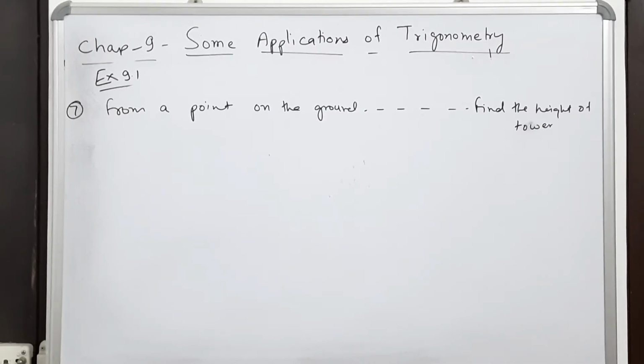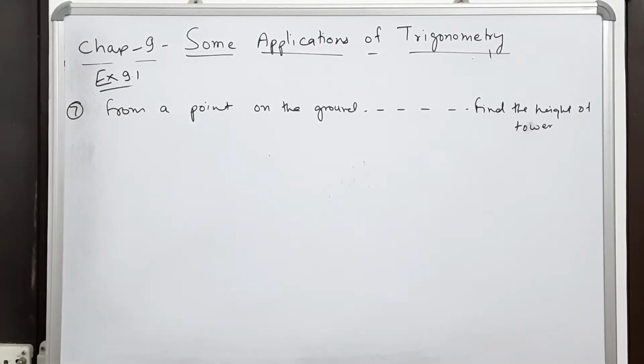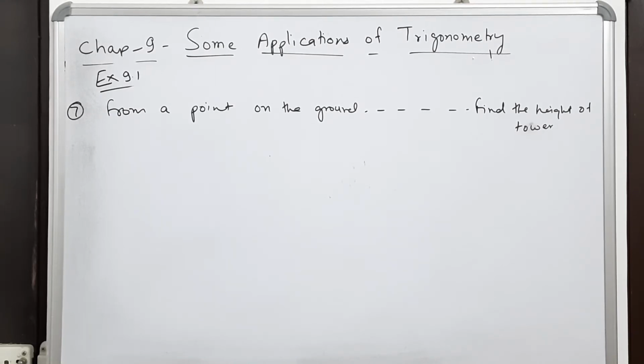Yes, students, now see the next sum. This problem is very common and you can see it around you. From a point on the ground, the angle of elevation of the bottom and top of a transmission tower fixed at the top of a 20 meter high building are 45 degree and 60 degree respectively. Find the height of the tower.